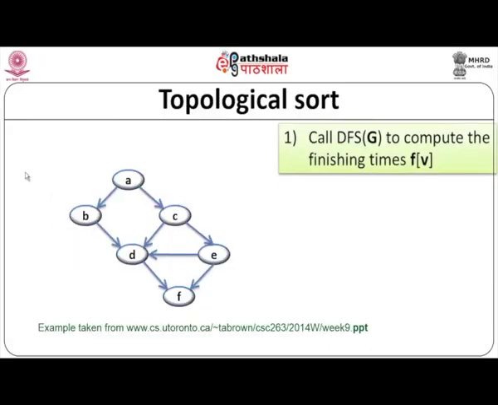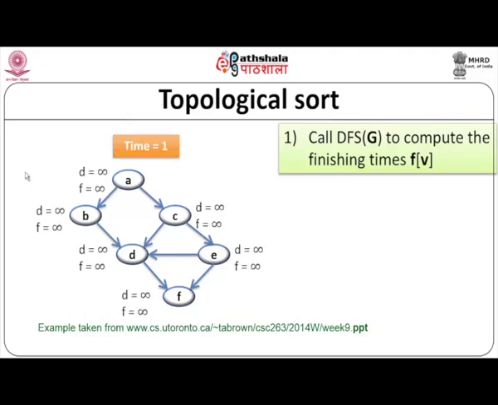Now, let us take an example. This is taken from this particular tutorial. So, you have a graph like this. You want to call DFS of G to compute the finishing times of the vertices. So, let us say we start at some vertex. Let us assume that initially the discovery time and finishing time are put as infinity for all nodes. Now, let us say at that point of time the time is equal to 1.